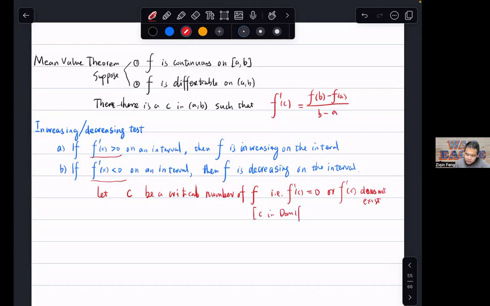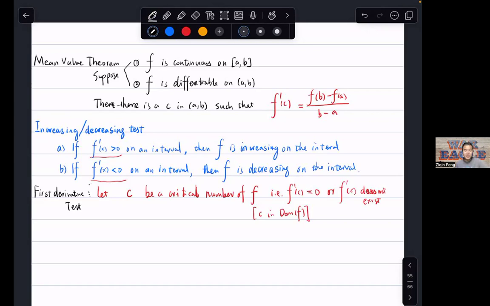If c is not in the domain, then we don't discuss it; this is not a critical number. To be a critical number, the number has to be in the domain of the function. So we want to see how we decide whether f of c is a local maximum or local minimum. This is our first derivative test.